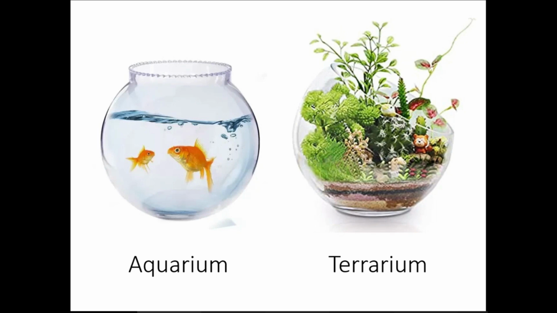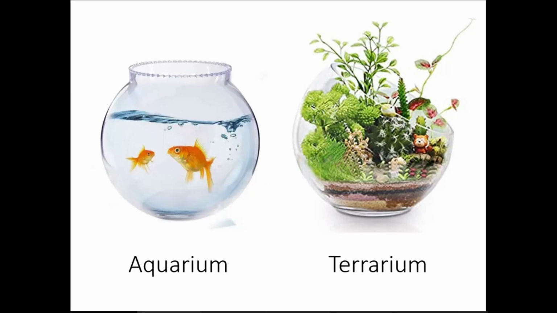By seeing this only you can make out aqua is water, terra is actually land. Aquarium, aqua, the water habitat. If you grow some fishes, it's called an aquarium. Terrarium is a terrestrial habitat. Terrestrial is land habitat. If you prepare the land type habitat in a glass jar, it's called a terrarium. Aqua is water, terra is terrestrial, like land.